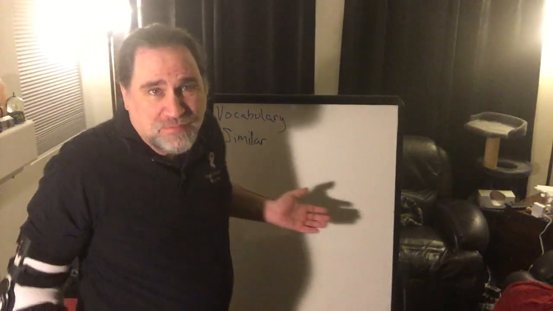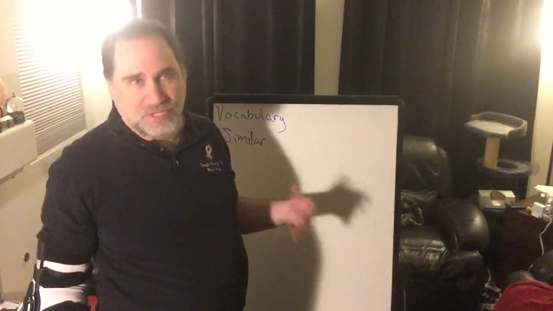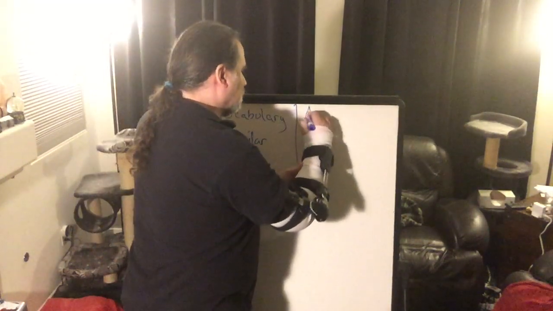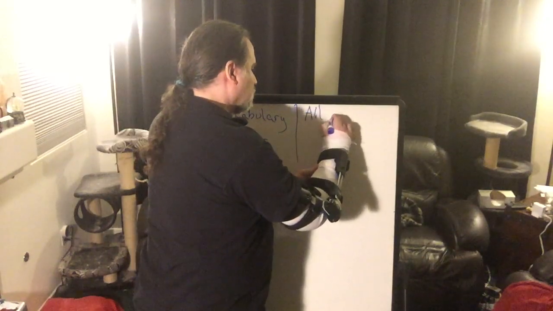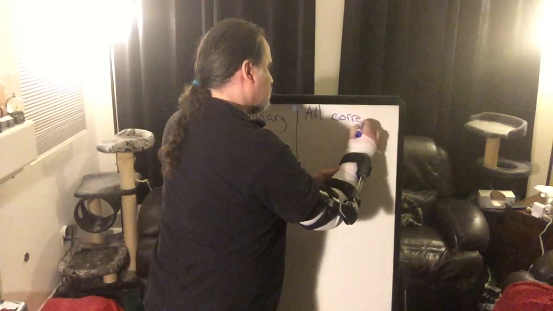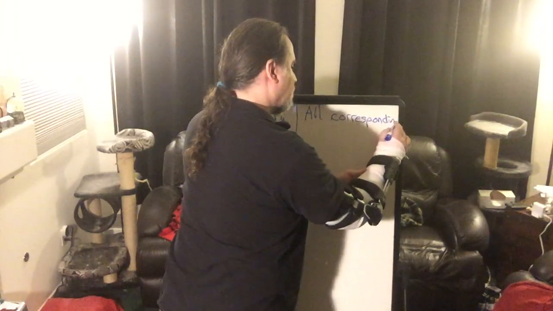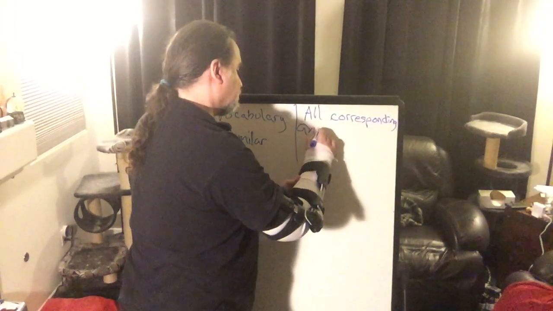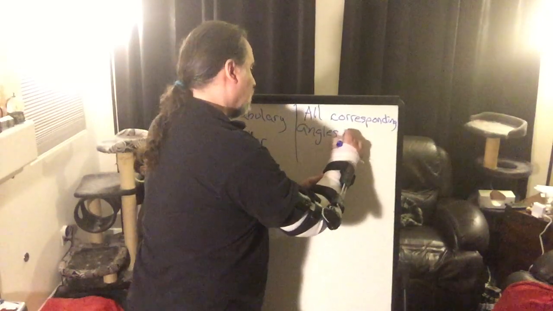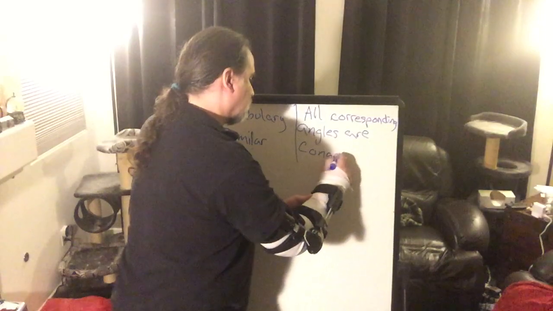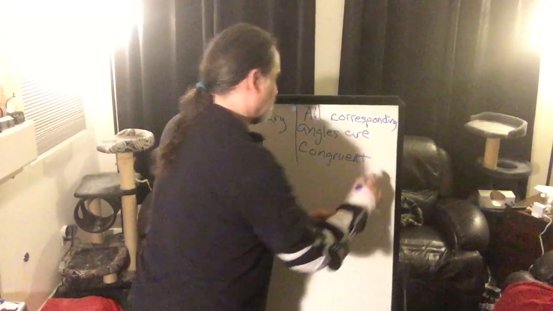Okay, so what does it mean for two shapes to be similar? Well, first of all, they obviously have to be the same shape. They have to be triangles or rectangles or whatever. Okay, but really the big thing is that all corresponding, here's again another word we may have to talk about, angles are congruent. So here's a whole bunch I'm going to have to explain.